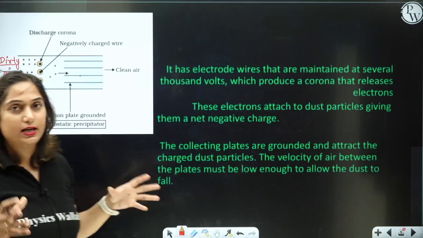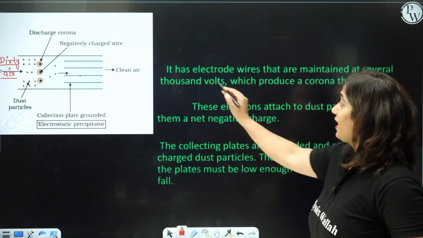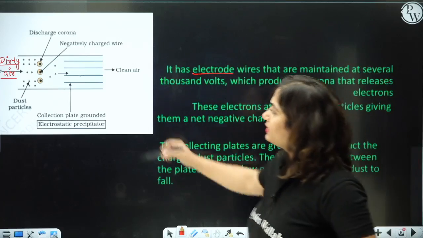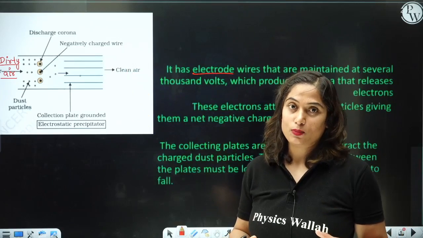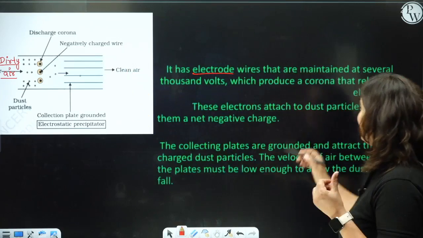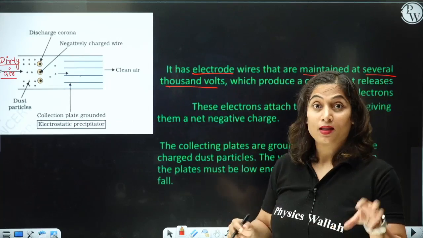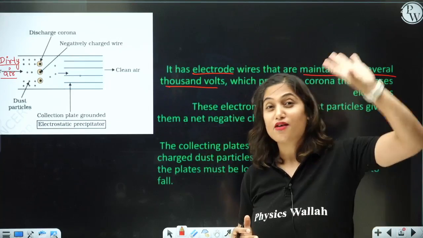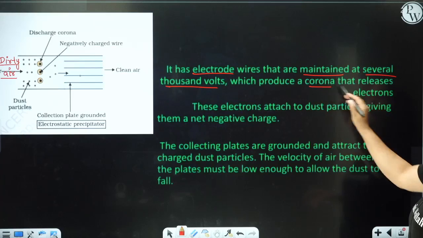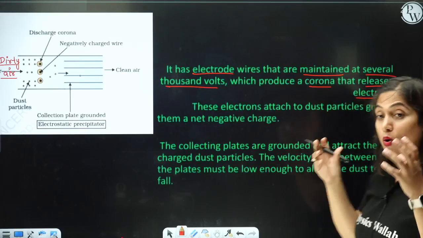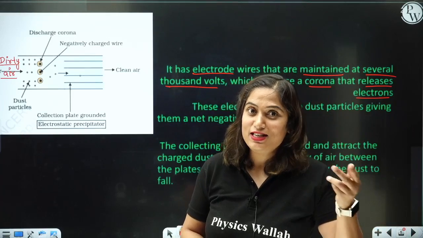So how does an electrostatic precipitator work? An electrostatic precipitator has electrodes, right? You can see the electrodes here. Within the device, we have electrodes, and these electrodes are maintained at several thousand volts. Because of that, they produce corona that releases electrons.